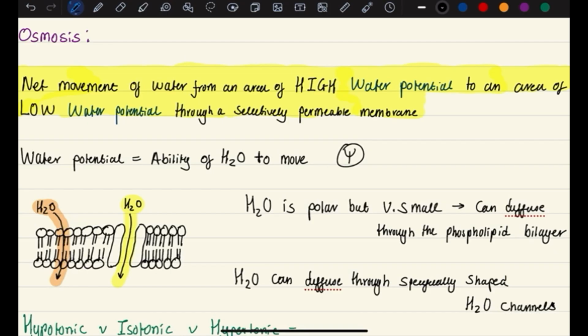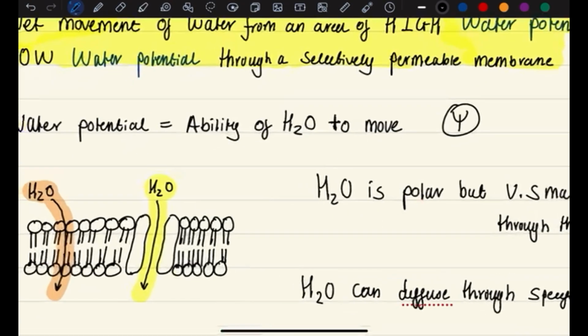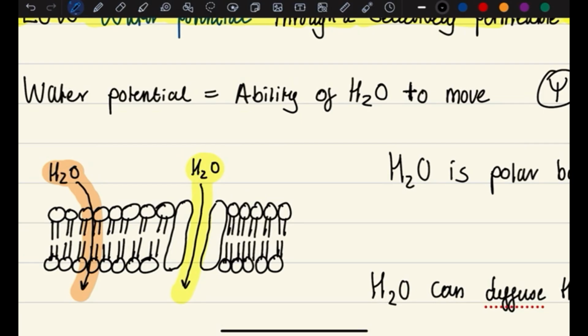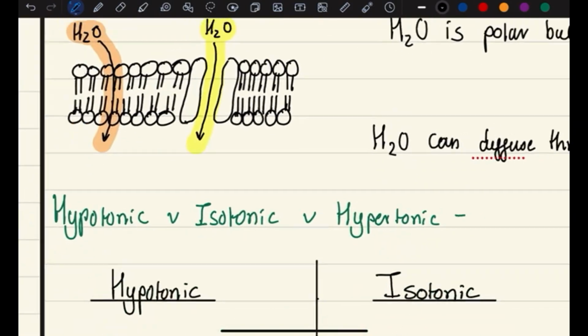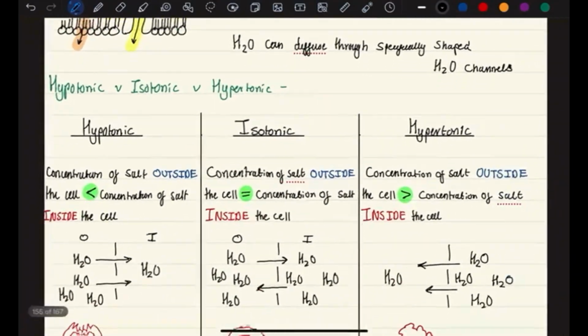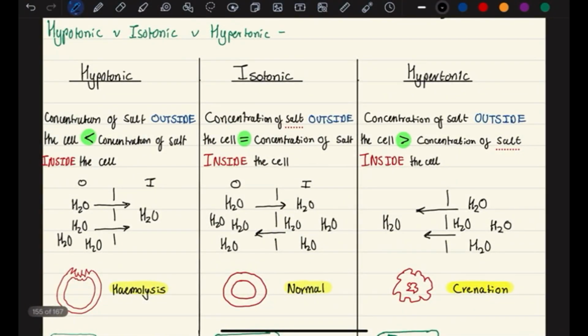but also there are specifically shaped water channels. As you can see with the yellow highlight, that's what's happening there. It's going through a water channel, and with the orange highlight, it's going through the cell surface membrane. Cool. And also just another thing, we just need to remind ourselves from GCSE as well about hypotonic, isotonic, hypertonic solutions.